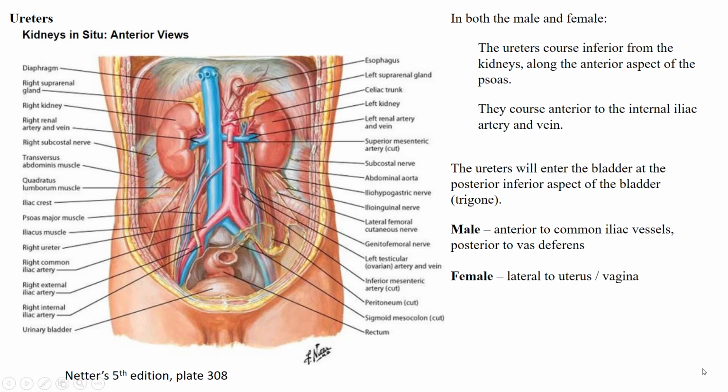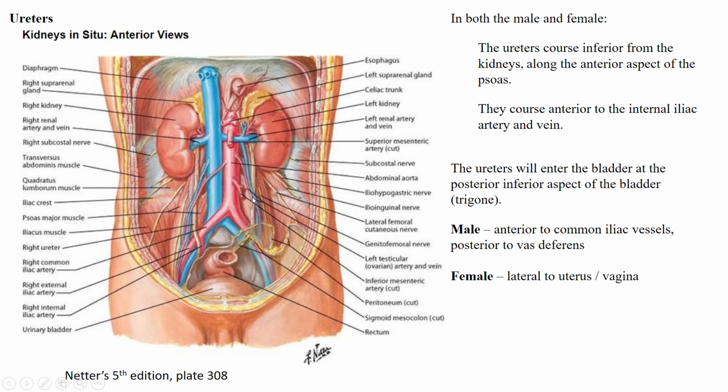Moving on to the ureters, and we've also discussed this a little bit when we were talking about the upper abdomen. Both in the male and female, the ureters course inferior from the kidneys. They pass anterior to the psoas muscle. So you can see the psoas major muscle here, and that actually extends up a little bit further behind. You can't see it behind all the vessels, but it extends further up behind, so you can see how the ureter on both sides courses anterior to the psoas muscle.